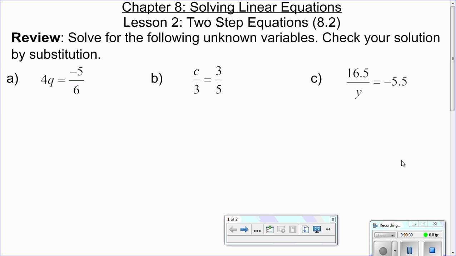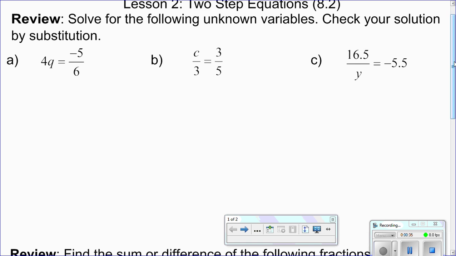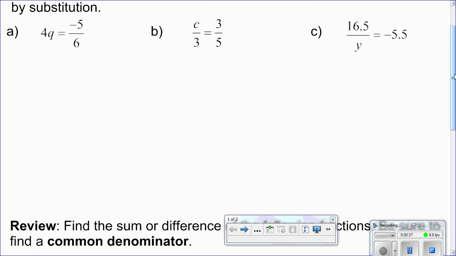stuff, okay? So just as a quick review, these first three I'm going to ask you to solve and then verify your solution. So remember, we have 4 times q. We need to isolate the variable by doing the opposite operation. So if it's being multiplied by 4, we're going to divide by 4 on both sides. So q, remember, if we are dividing a fraction, we multiply by the reciprocal. Same gives us the same answer. And we get -5 over 24.